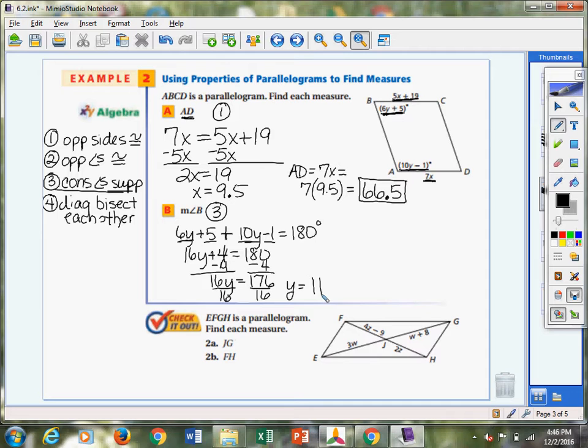They wanted to know the measure of angle B. Well, the measure of angle B is 6 times 11 plus 5. That's 66 plus 5, which is 71 degrees. That's what they're after. So make sure that you're fulfilling the question and that you're not just solving for the variable and thinking you're done. Make sure you've actually answered the question.